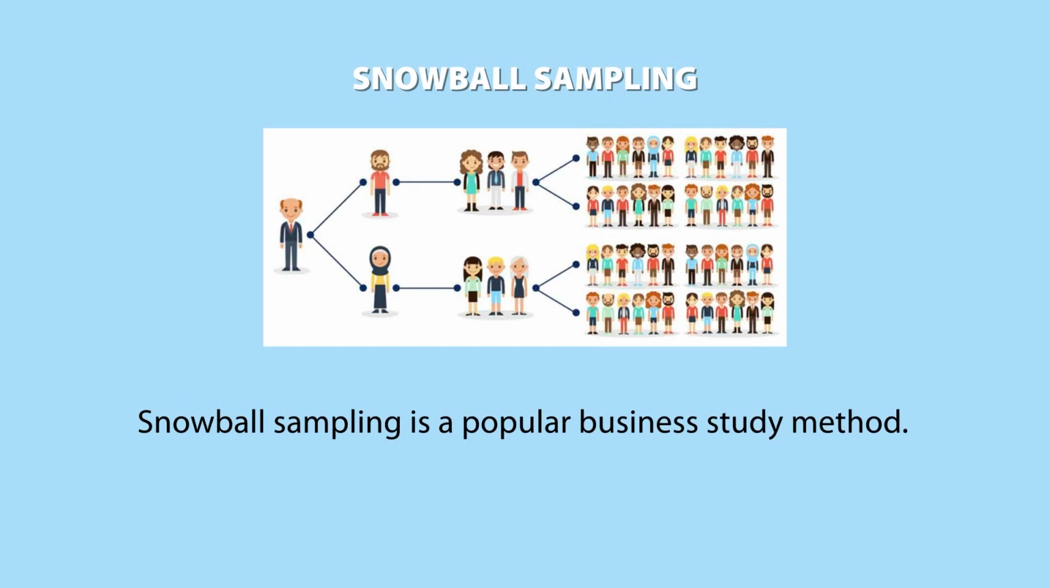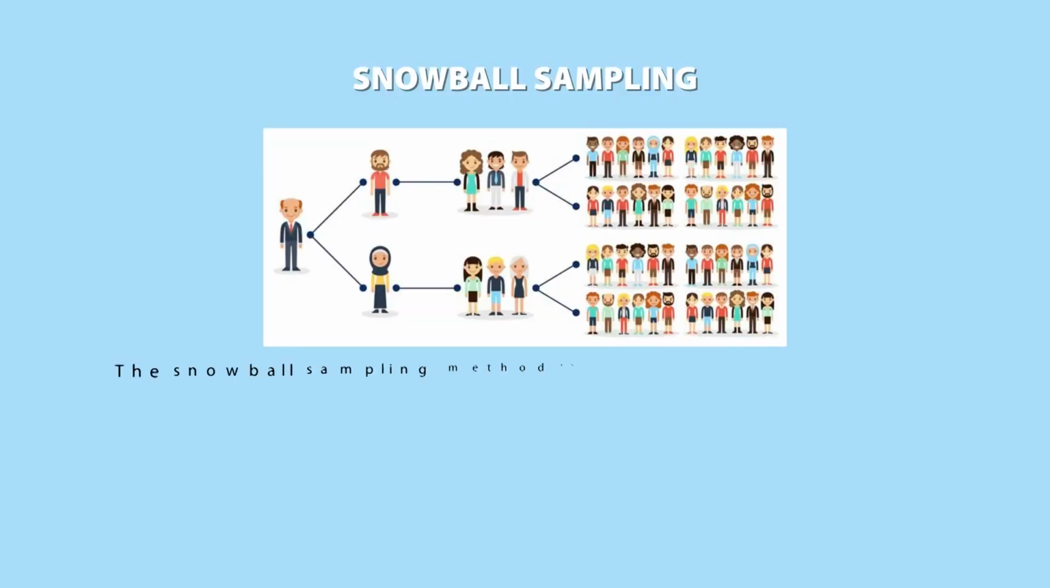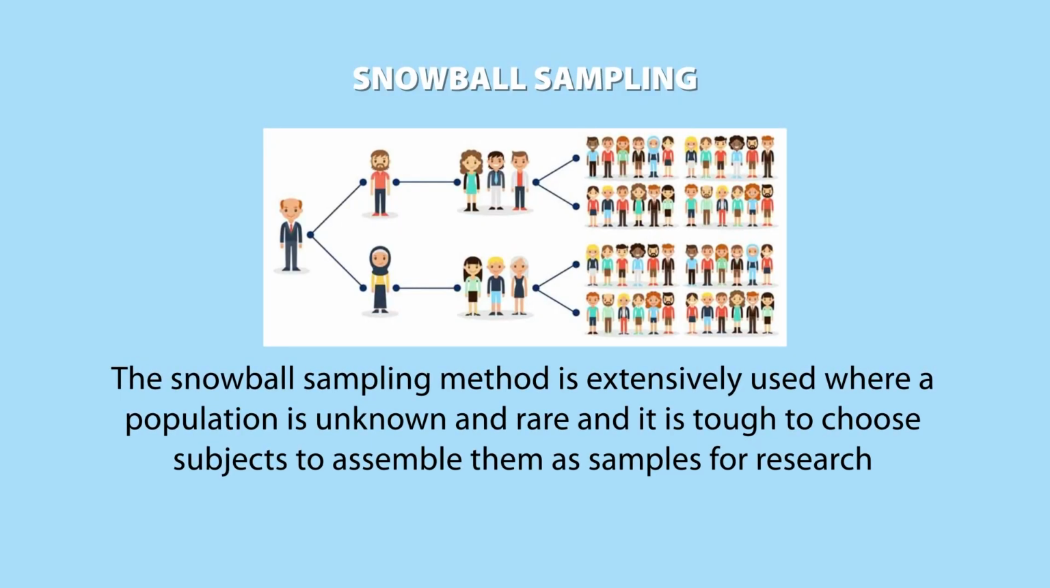So this snowball sampling is a popular business study method, and the way things are going, e-commerce companies are doing research in this way, or another way of research is coming out. We have observed that this snowball sampling method is extensively used where the population is unknown and rare, and it is tough to choose subjects to assemble them as a sample for research.